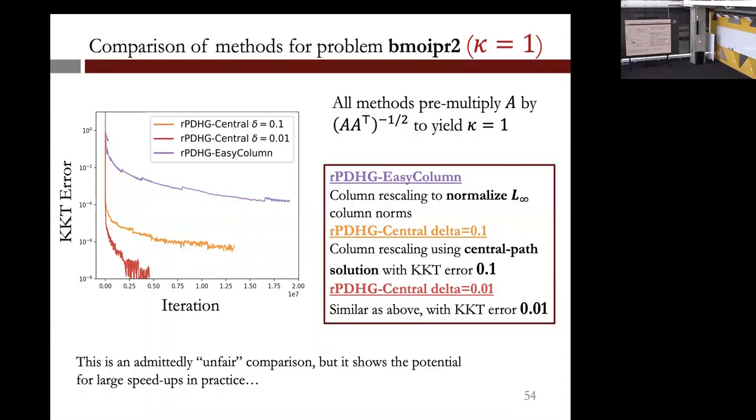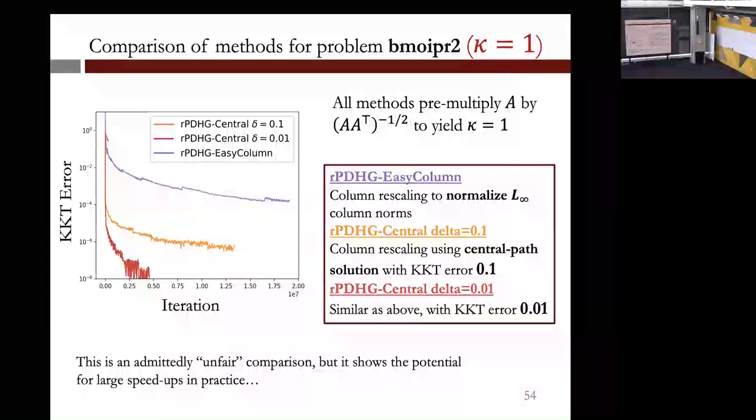Yes? How realistic is it to do the rescaling? Huh? How realistic is it to do the rescaling? The easy column rescaling? The other? How realistic is it to do that? Because now you have to solve a linear system essentially. This. Okay. Getting back to it.